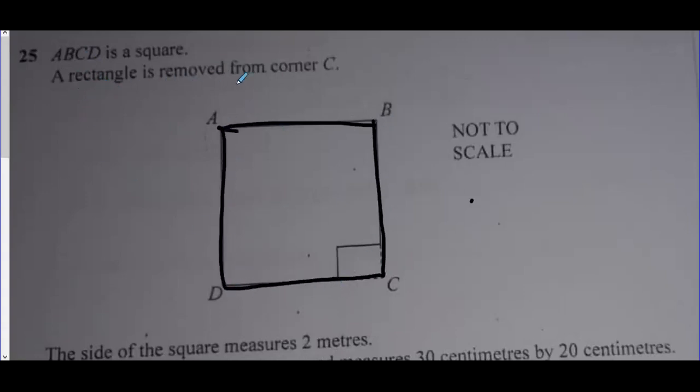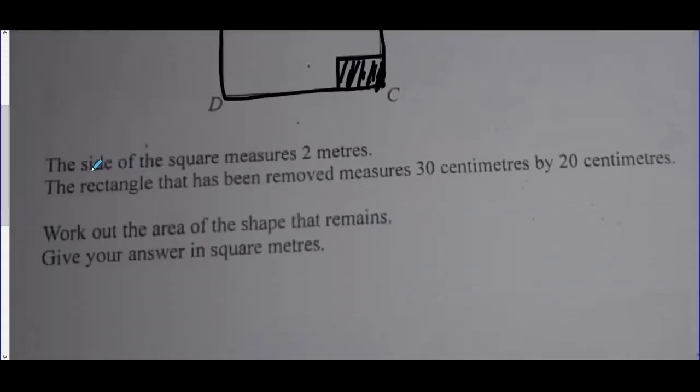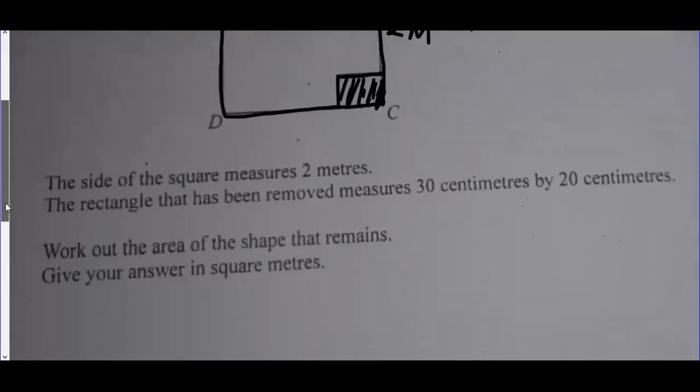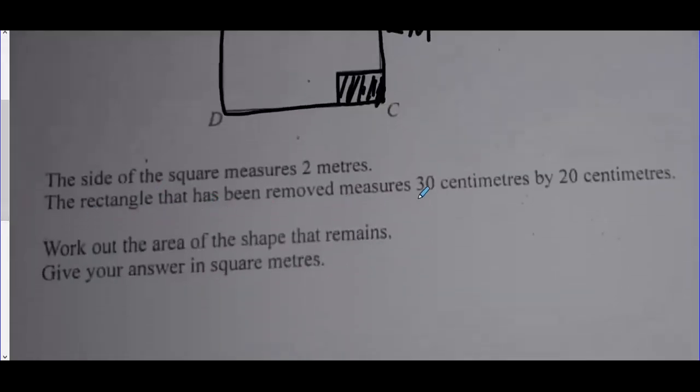So a rectangle is removed from corner C. We have a rectangle here. This rectangle here has been removed from the square. Okay. Now the question here is, the side of the square measures 2 meters. The side of a square, meaning this square is measuring 2 meters by 2 meters. So the rectangle that has been removed measures 30 centimeters by 20 centimeters.